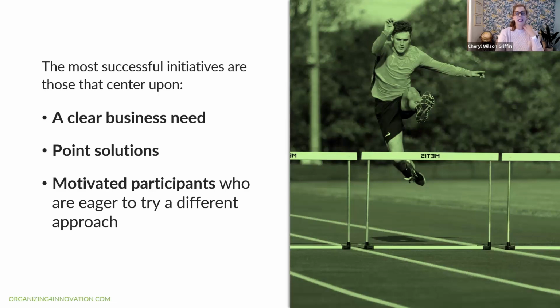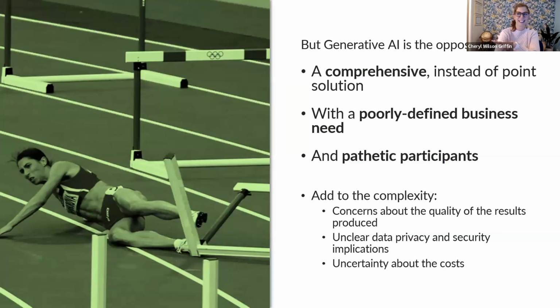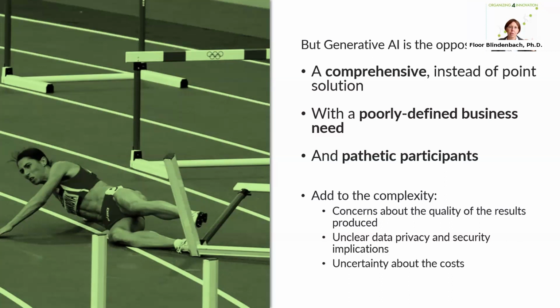And so it's funny, because we have our definition of what the most successful innovation initiatives center on, but generative AI is kind of the opposite of that, right? Yeah, so what we were talking about in the previous slide, these point solutions. If you think about generative AI from an adoption perspective, it is kind of the opposite, because it's very comprehensive. It can do everything. At the same time, it's very poorly defined.